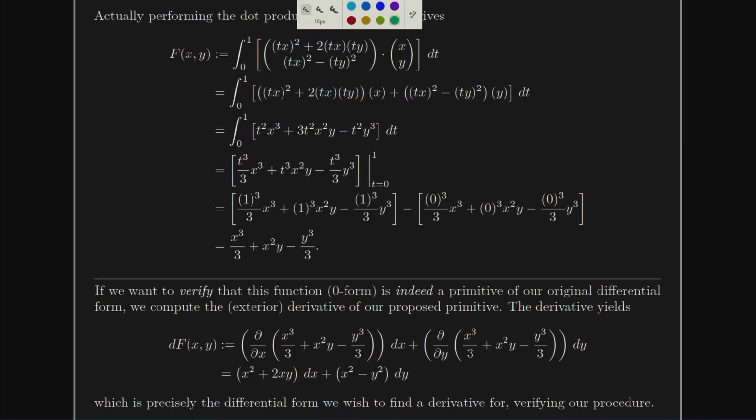Now I'm just integrating in the variable t. So I'm just finding the antiderivative of that t squared, and that t squared. Obviously the antiderivative is t cubed over 3. t cubed over 3 in the middle as well, but there was already a 3 to cancel with it, and t cubed over 3 again.